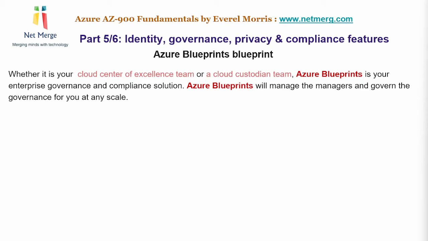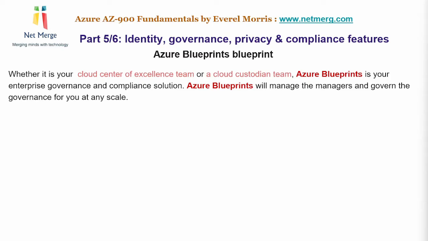Okay, so now let's look at Azure Blueprint. I mentioned it briefly. Whether it is your Cloud Center of Excellence team or your custodian, or whatever your plan is, Azure Blueprint is your enterprise governance compliance solution. It's a broader, wider, and more rigid solution that you could use on top of your tags, on top of your Azure Policy to help enforce a more rigid security posture across the enterprise.